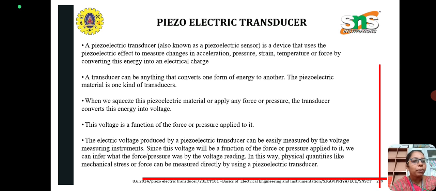Since voltage will be a function of the force or pressure applied to it, we can infer the force or pressure from the voltage reading instrument. We can determine what pressure is applied on the piezoelectric material. So, in this way, physical quantities like mechanical stress or force can be measured directly using this piezoelectric transducer.